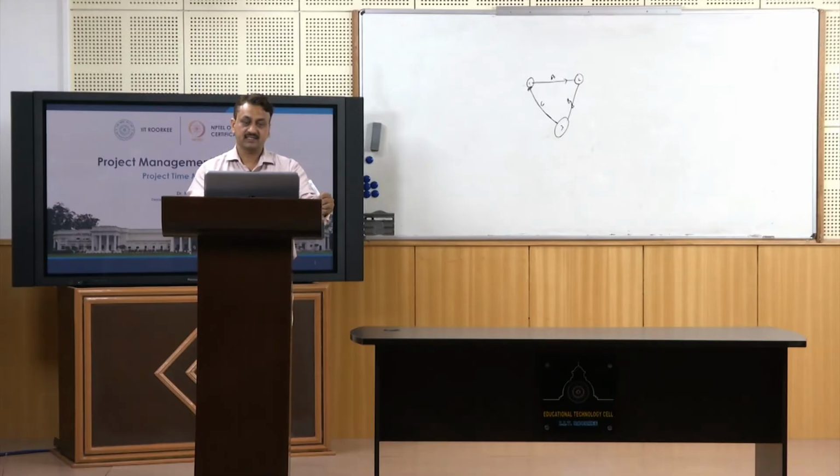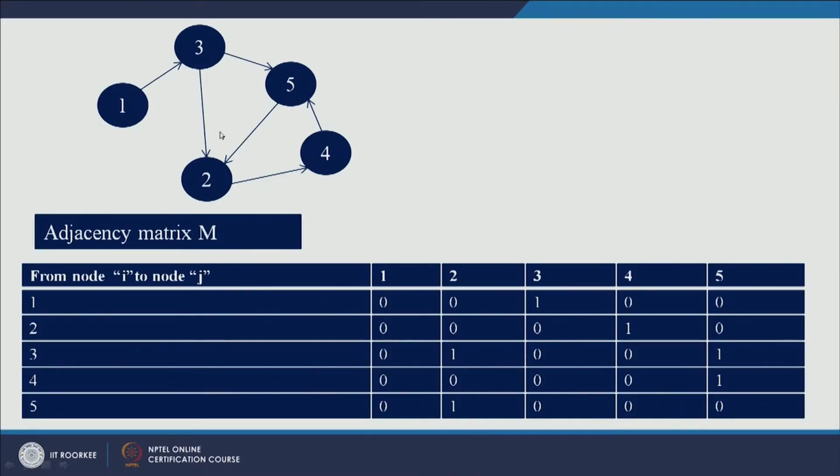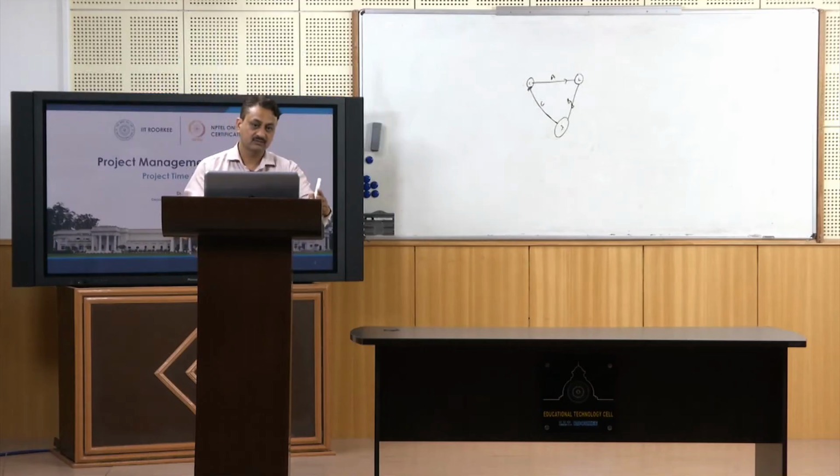Yes, I think there is a closed loop, and the closed loop is like this: 4 to 5, 5 to 2 and 2 to 4. So this is a closed loop. Since this is quite a small network, you could easily identify the closed loop, but in a large network you need to have some scientific method of identifying closed loops. So let us look at what that method is.